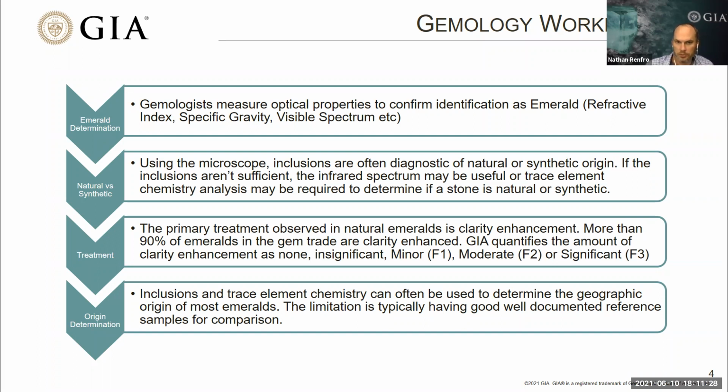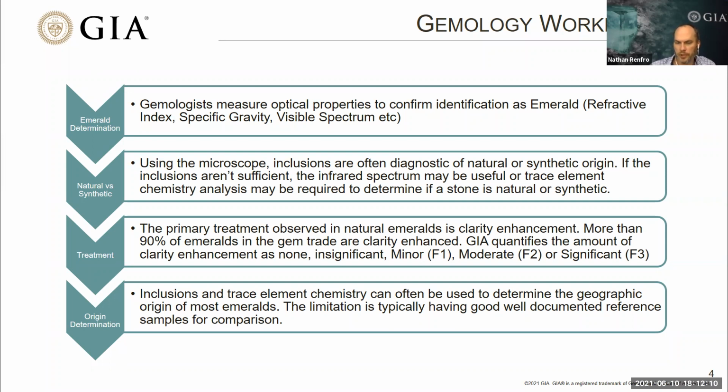However, those tests don't really let us know if we might have a treated emerald or a synthetic emerald. So we then go to the microscope and look at inclusions that may be diagnostic and tell us if the emerald is of natural origin or has been produced in a laboratory. As long as there are inclusions present, that's a useful method. If the stone is particularly clean or free of inclusions, then we may have to go to additional testing such as an infrared spectrum or trace element chemistry analysis. Those are other methods that we can use to separate natural and synthetic emeralds.